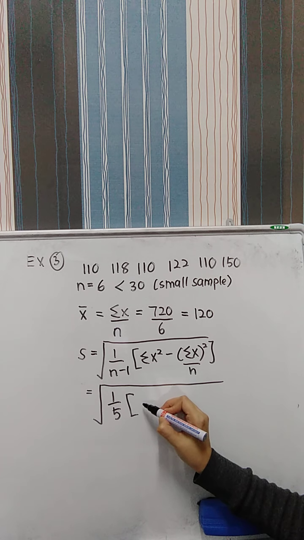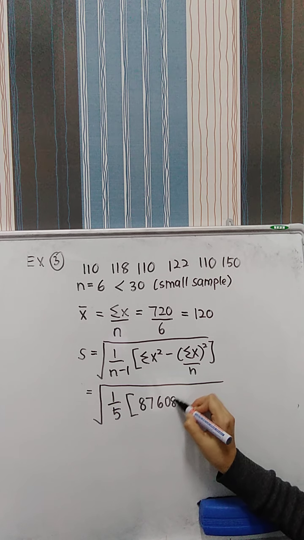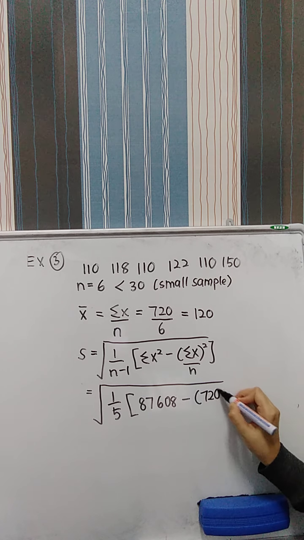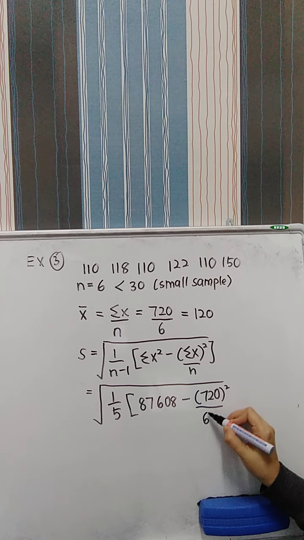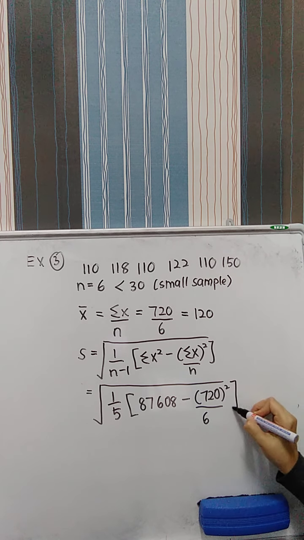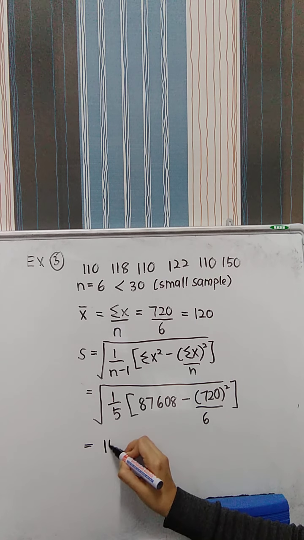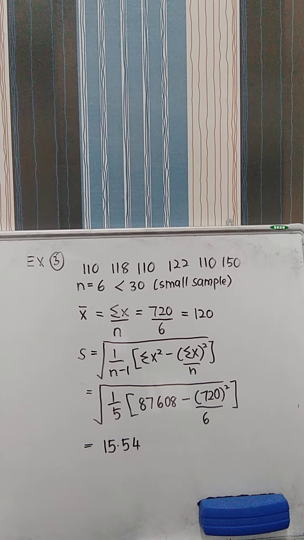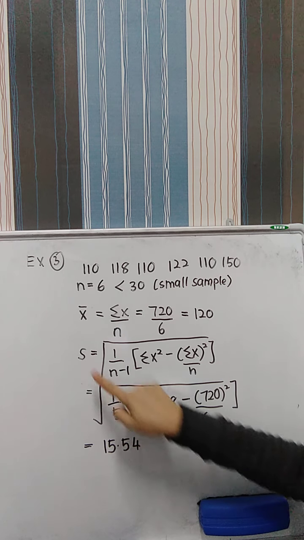Okay, after you are done calculating, the answer is 87608, minus sum x, here 720, you square it and then divide by n. Here your n is 6, close bracket, and then you calculate, and the final answer for the standard deviation is 15.54. Okay, so we are finished finding the x bar and the standard deviation S.